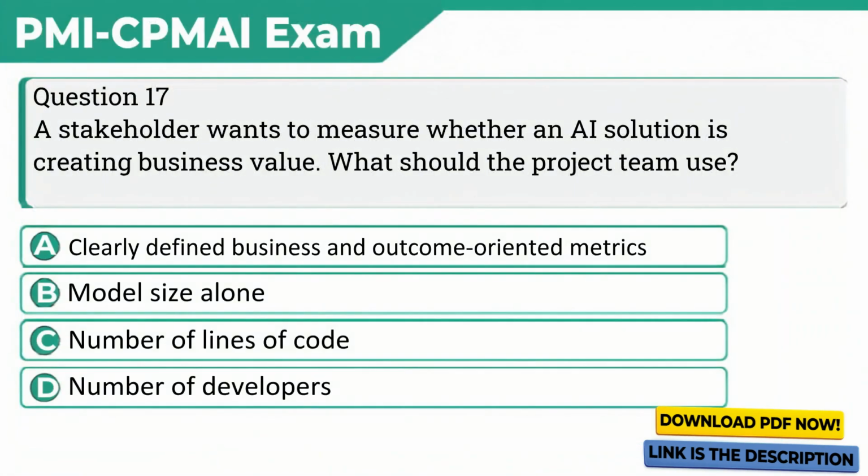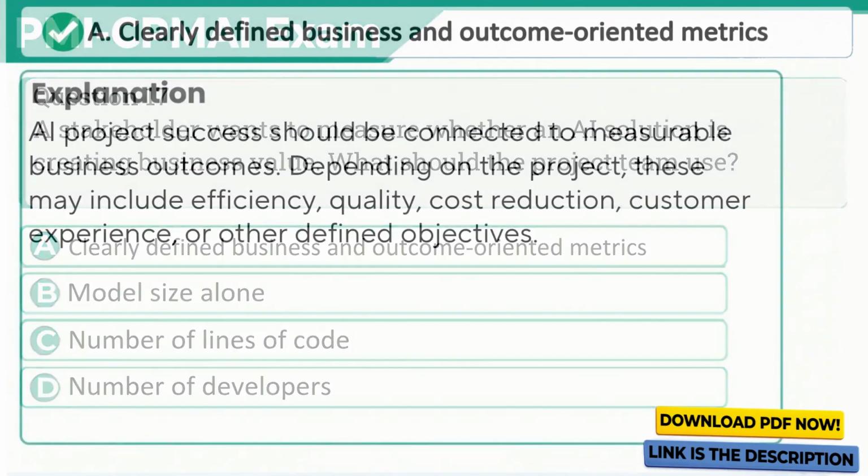Question 17. A stakeholder wants to measure whether an AI solution is creating business value. What should the project team use? A. Clearly defined business and outcome-oriented metrics. B. Model size alone. C. Number of lines of code. D. Number of developers.